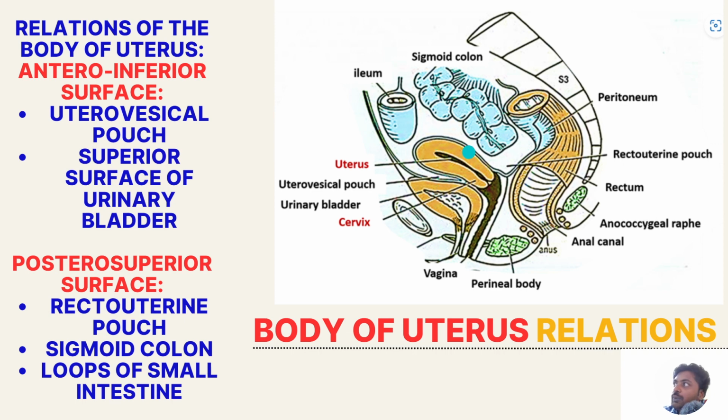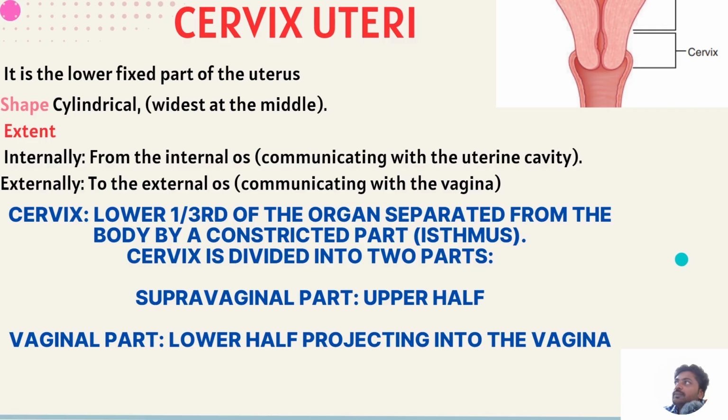Let's see the posterior relations of the body of the uterus. We have the rectouterine pouch here, and the sigmoid colon, and loops of the small intestine. These three are the relations of the posterior surface of the uterus.